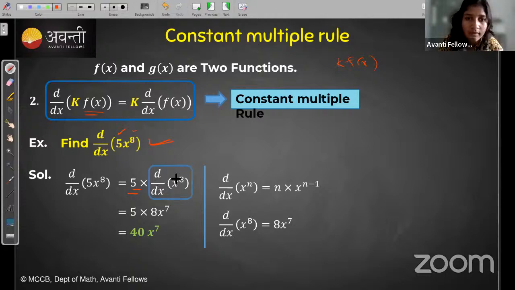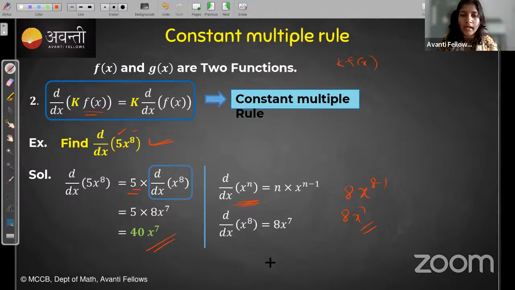What is the differentiation of x raised to 8? It's nothing but 8 into x raised to 7. Why? Because we made use of this formula, derivative, right? Our standard derivative. That is differentiation of x raised to n is nothing but n into x raised to n minus 1. Here when n value is 8, so 8 into x raised to 8 minus 1. So it's gonna be 8 into x raised to 7. Okay. So our final answer will be what? Our final answer will be 40 into x raised to 7.